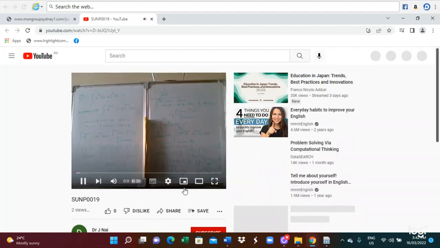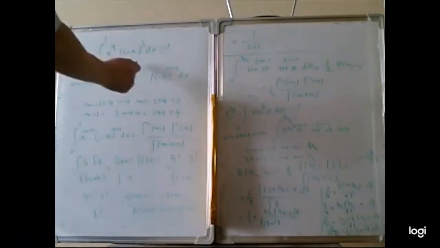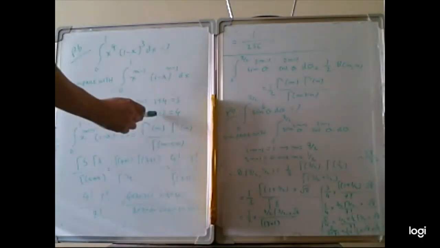So this is the integration 0 to 1, x over 4, 1 minus x over 3 dx. So we compare with integration 0 to 1, x over m minus 1, 1 minus x over n minus 1 dx. So in this case, our m minus 1 is 4, so m is equal to 1 plus 4, which is 5. n minus 1 is 3, so n is equal to 1 plus 3, which is 4.